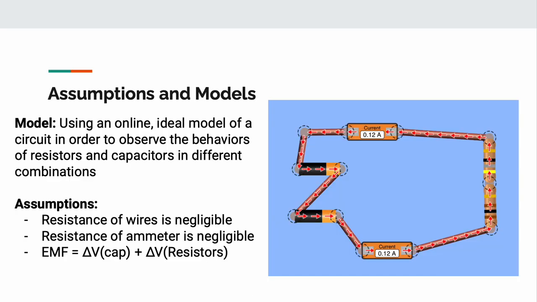The model used: an online ideal model of a circuit in order to observe the behaviors of resistors and capacitors in different combinations. Some assumptions: the resistance of wires is negligible, the resistance of ammeters is negligible, and EMF equals delta V capacitor plus delta V resistors.